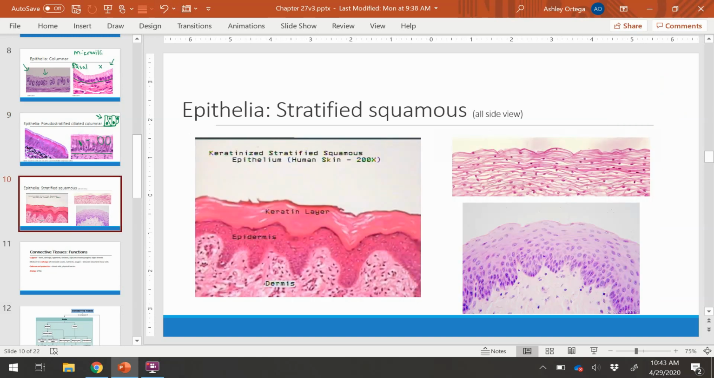All right, moving on to our stratified squamous epithelium. This can be found in two versions. The first version is a keratinized version, and that word is right there for you: keratinized.